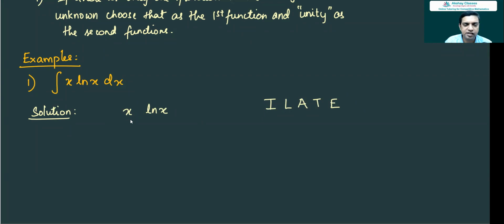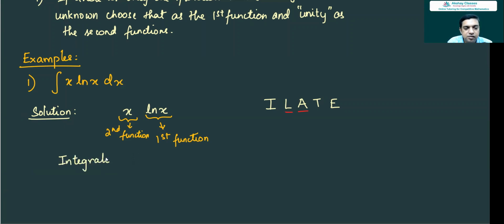Here we have a purely algebraic and here we have a logarithmic. So logarithmic should be taken as the first function. So we choose this as the first function, u, and this as the second function. Okay. So now integrating by parts.